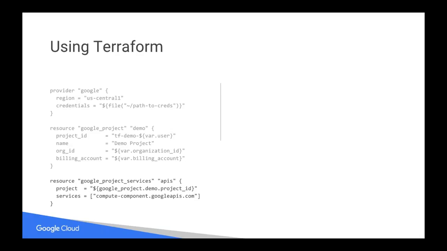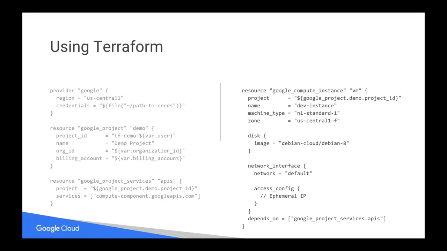Like before, the next thing we have to do is enable the Compute Engine API. And so we've created a Google Project Services resource that links back to our project and enables specifically the Compute Engine API. Then after that, we can create the instance. This has all of the same fields filled out as you saw in the Cloud Console version, but now it's been Terraformified.